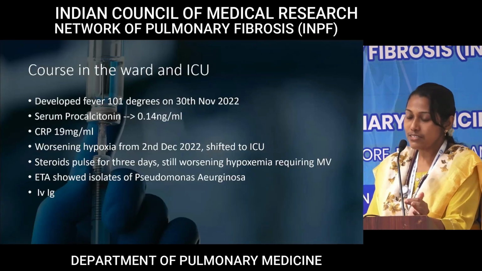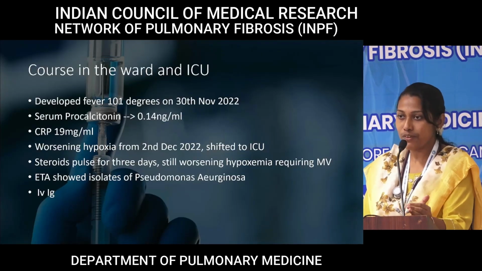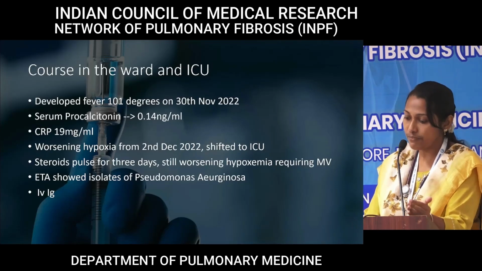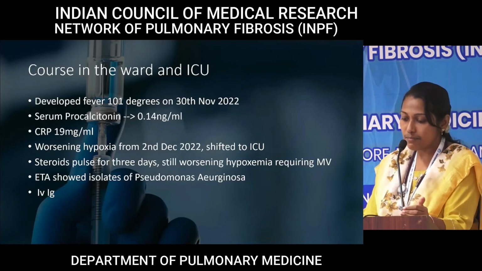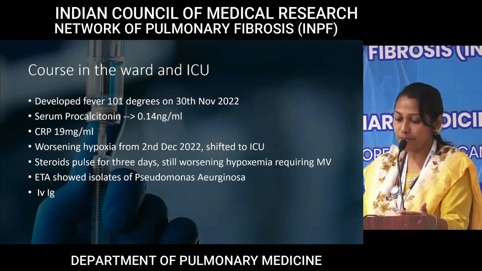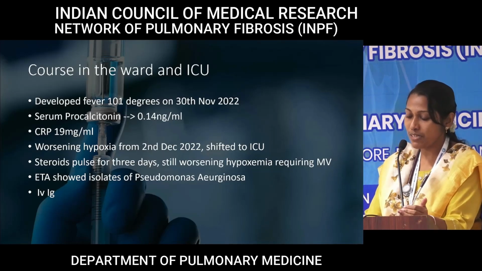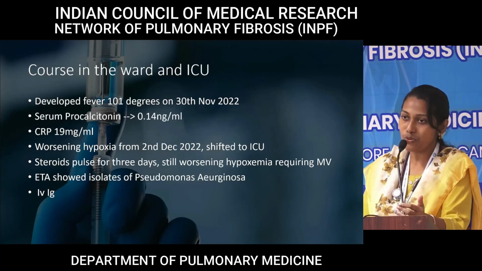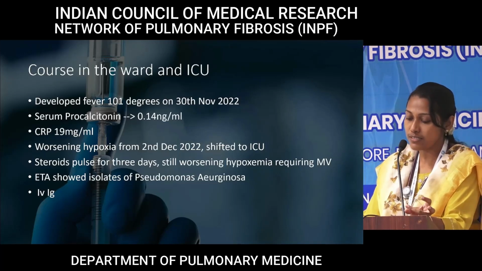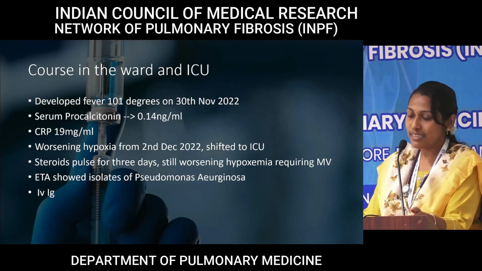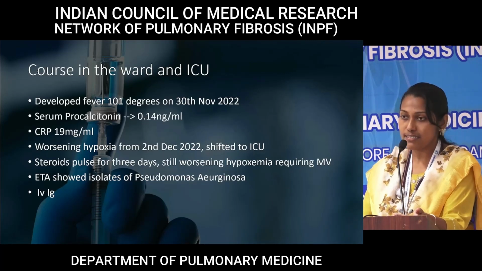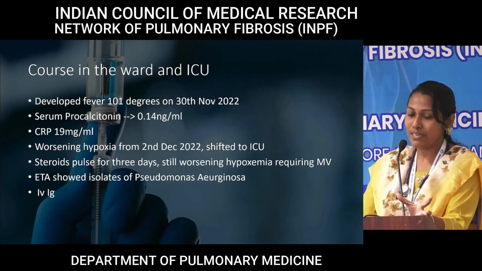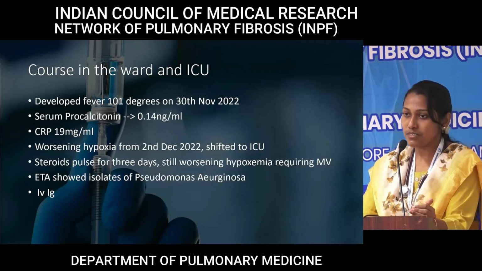So in the course in this ICU, initially she did not have fever. However, after progressive breathlessness, she developed fever also. But her serum procalcitonin levels were low, and the CRP was rising, from initially 4 to 19, with worsening hypoxemia. Initially she was pulsed with steroids for 3 days, and still there was worsening hypoxemia requiring ventilation, and ET aspirates showed infection, with isolates of Pseudomonas aeruginosa. Then she was given 3 days of IVIG also, but she still succumbed. So this is how we could see a rapidly progressive ILD with MDA5 positivity.